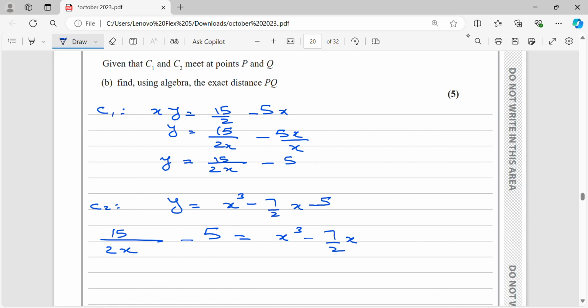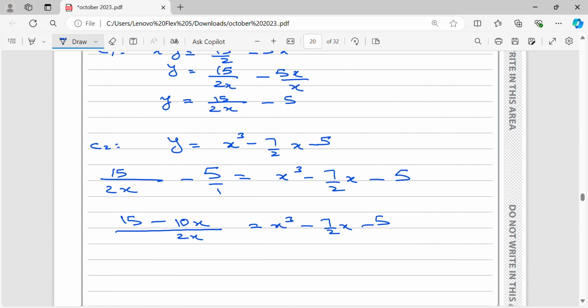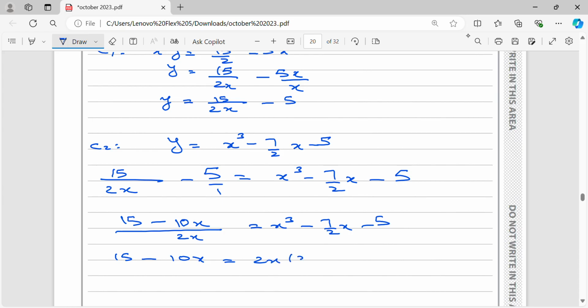Write down the right hand side as it is. Okay, take its LCM, cross multiply. 5 times 2 is 10x over, cross multiply, 2x by x cubed minus 7 over 2x minus 5, expand bracket. So 15 minus 10x equals 2x raised to the power 4 minus 7 over 2x into 2x, and minus 5 times 2 is 10x.